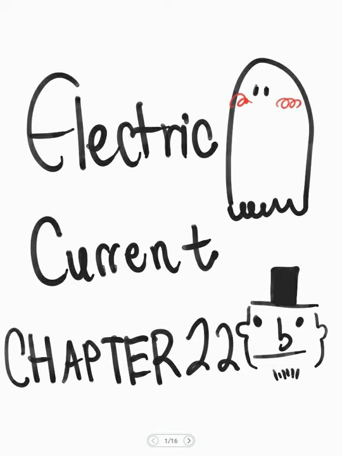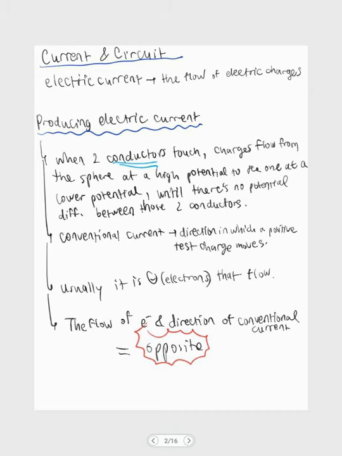So let's get started with the electric current of chapter 22. We have to know first what the electric current is. The electric current actually means the flow of electric charge.